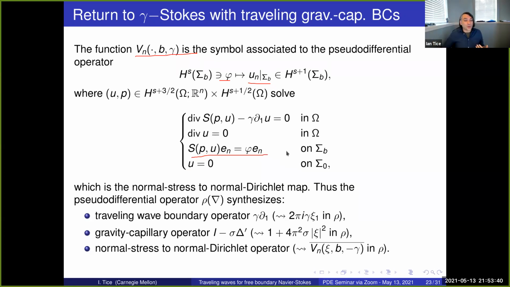on the top. So what this boils down to is what we call a normal stress to normal Dirichlet map, in the sense that we take a function phi, we use it as normal stress data in the Stokes problem. We use it to solve for a velocity field and pressure, and then we take the normal trace of that velocity field onto the upper free surface. So this is like the analog of the Neumann to Dirichlet map that you study when you study the Laplace operator, but done for the Stokes system in place of the Laplacian.